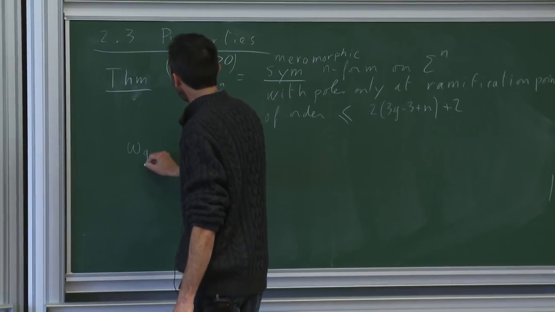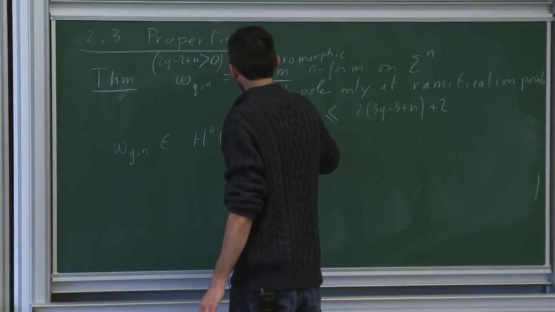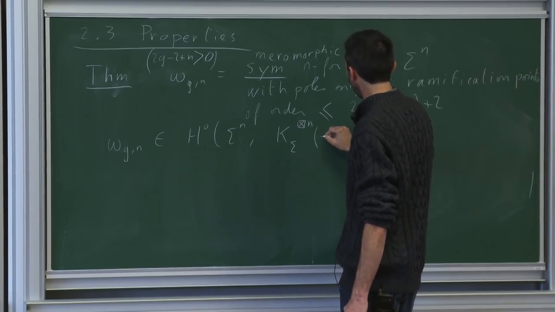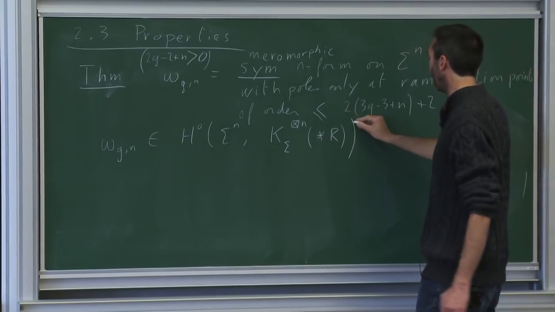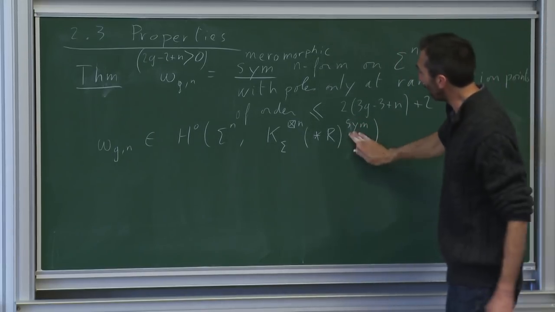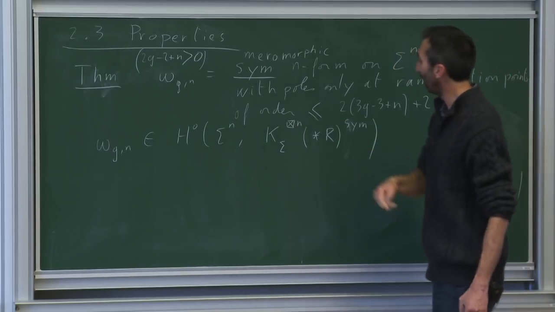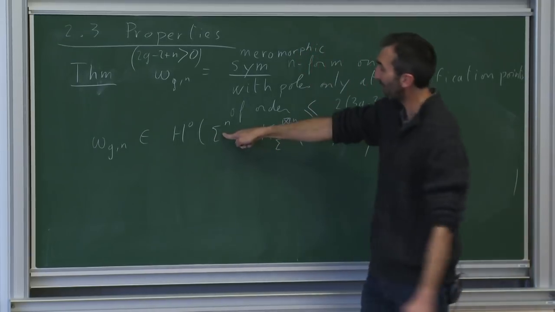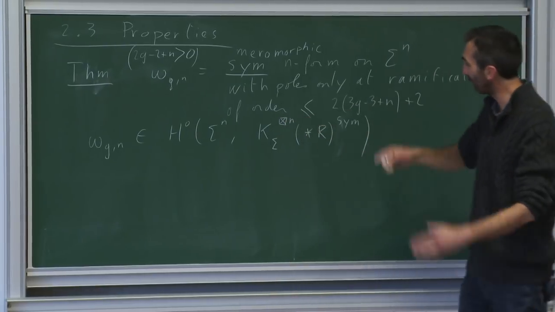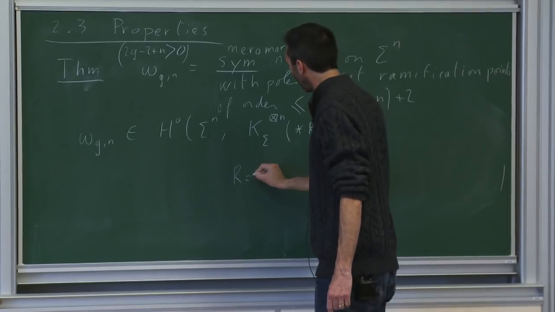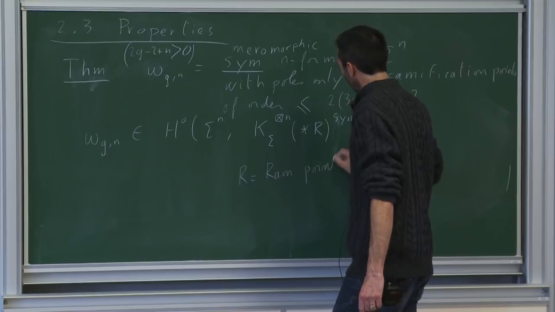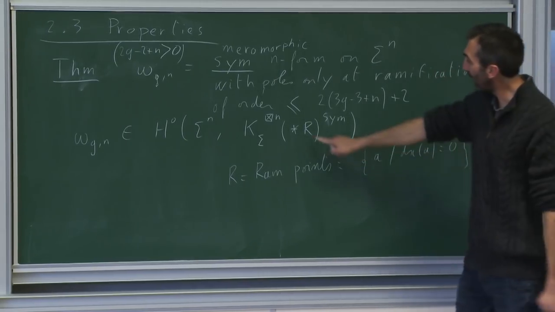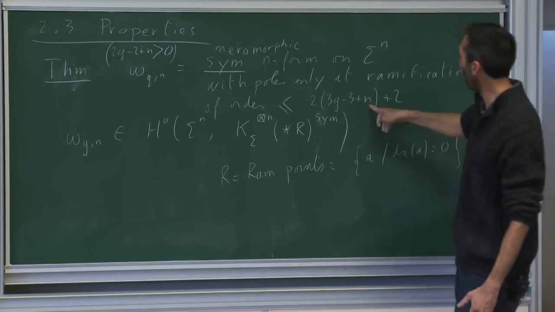And so technically, I will write that omega gn belongs to H0 of sigma to the n, K sigma, let me call it this way, sim. So this notation means that this is the canonical bundle of sigma raised to the n, so the tensor product of n copies. And somehow each copy corresponds to one of the factors of sigma to the n, that's what this square box means. R is the set of ramification points, which is the set of A such that dx of A equals 0. And star means that there can be any degree. In fact, the degree is bounded by that.